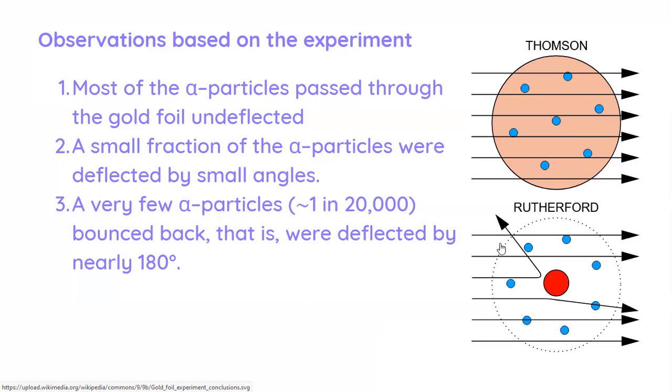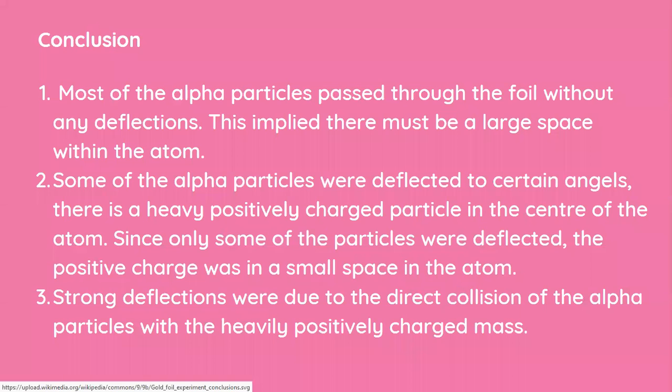So these observations led to the following conclusions. First of all, because there is a large number of alpha particles which just pass straight through, he said that there is a large amount of space inside the atom.